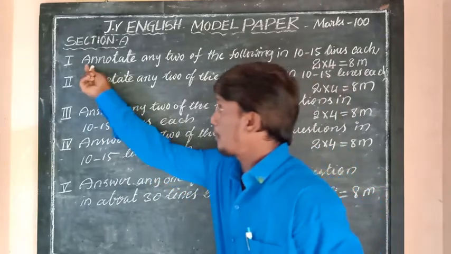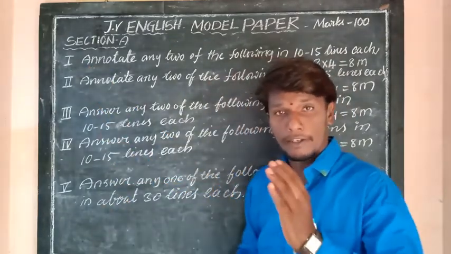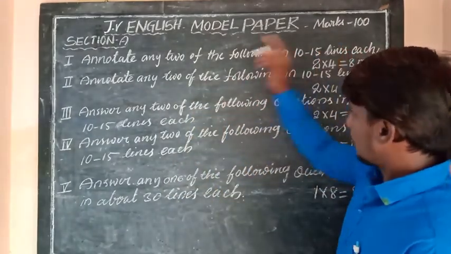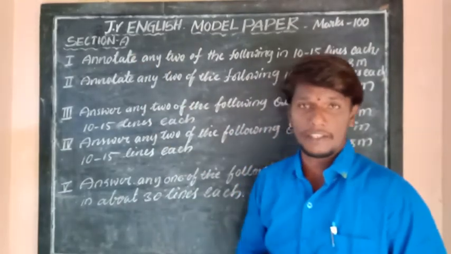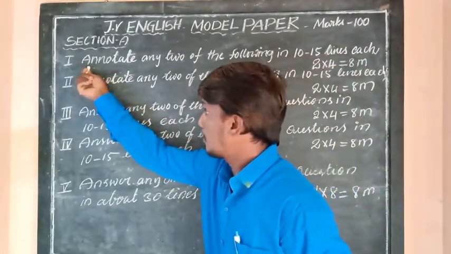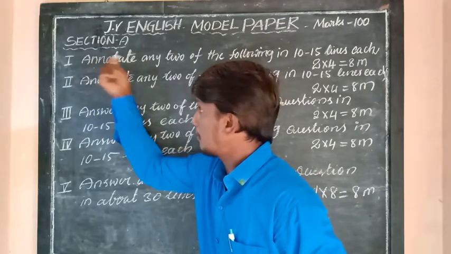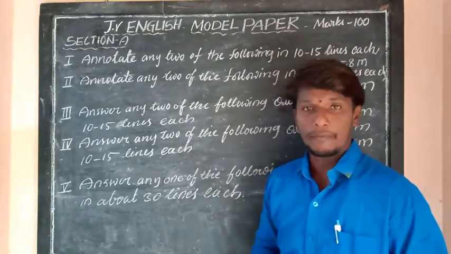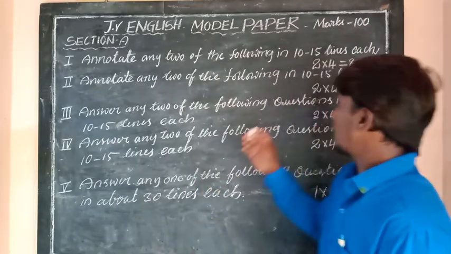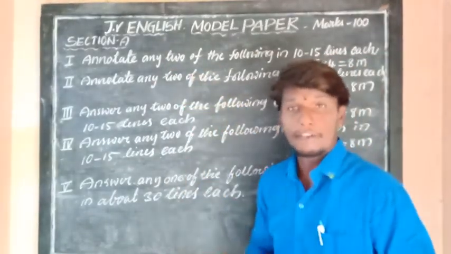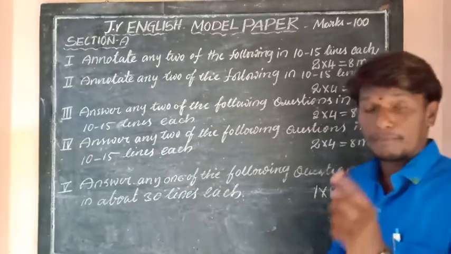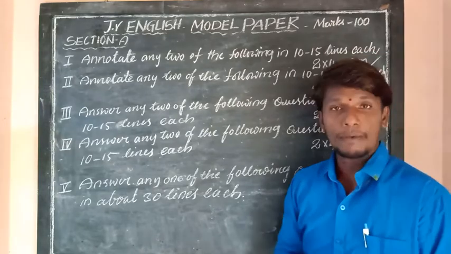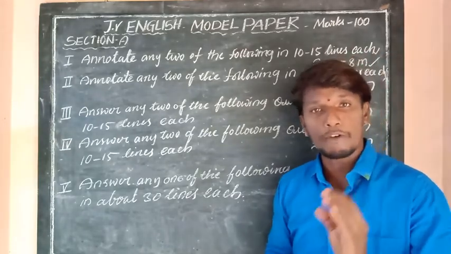So that means from the prose lessons you are going to be given 4 annotations and you need to select any 2 questions which you like. Each question carries 4 marks. That means from Roman number 1 you are going to get 8 marks. Roman number 1 is all about annotations from the prose lessons.